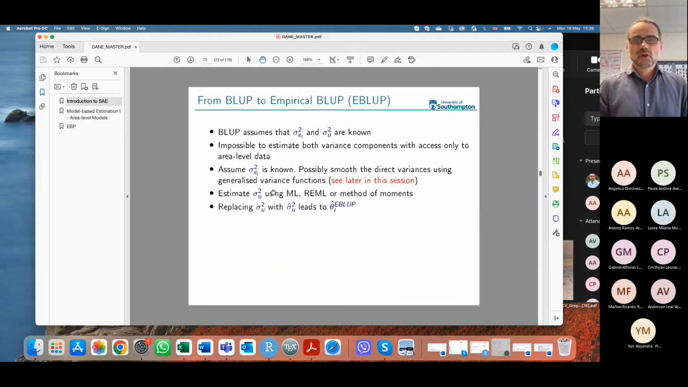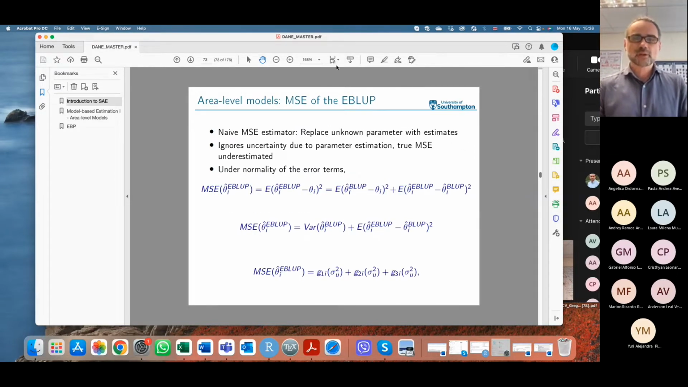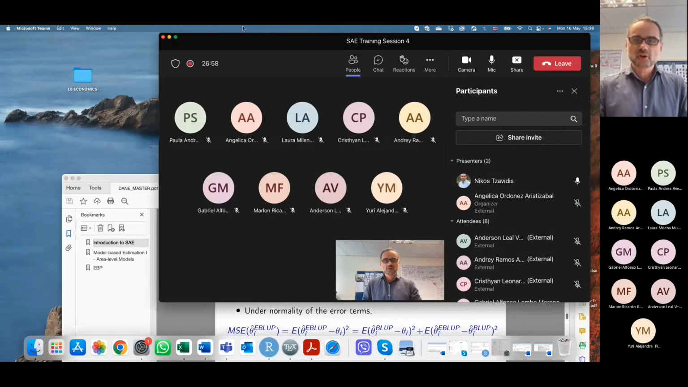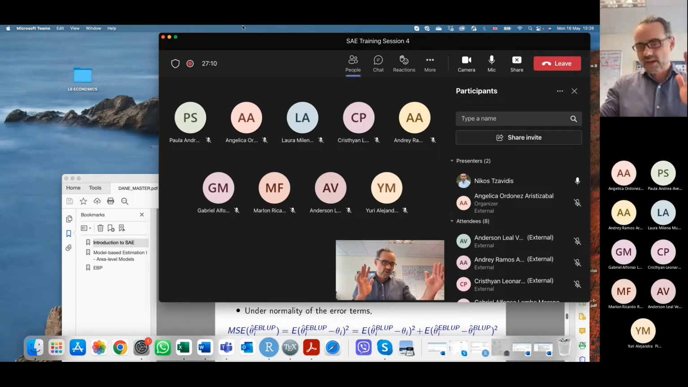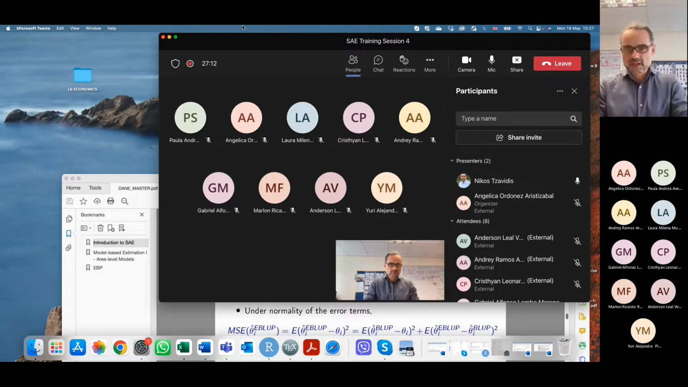Okay, so I'm going to stop here, and I want to ask you if you have any questions about the logic of this model, the logic of the area level model. So we have an area level model, we have one observation per area, effectively, and a set of covariates for each area. We have a sampling model, we have a linking model, and based on that model, we find an expression for the best linear unbiased predictor, and then an expression for the empirical best linear unbiased predictor. Do you have any questions before I continue?